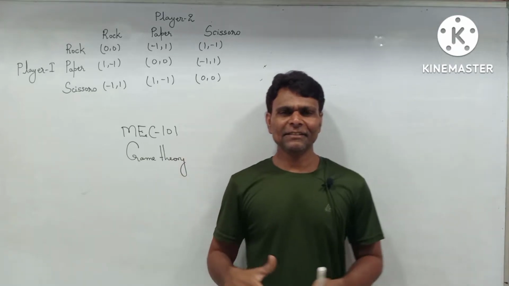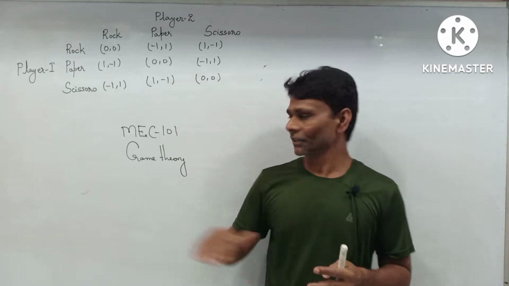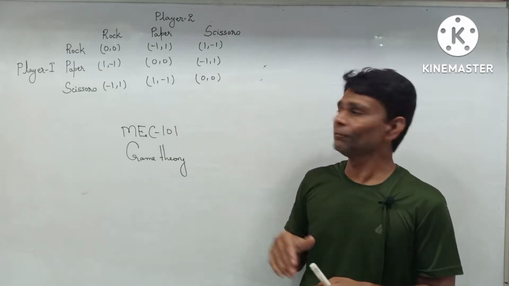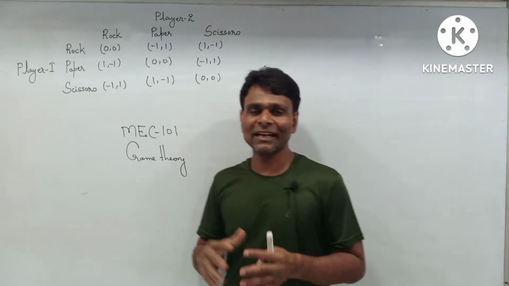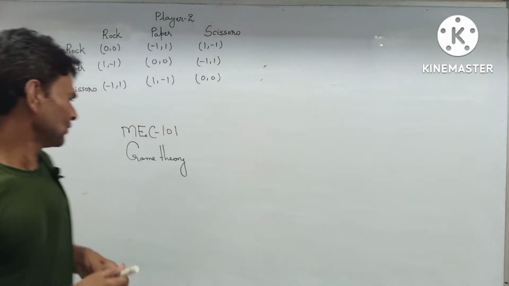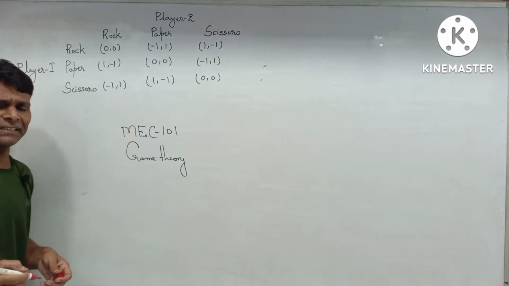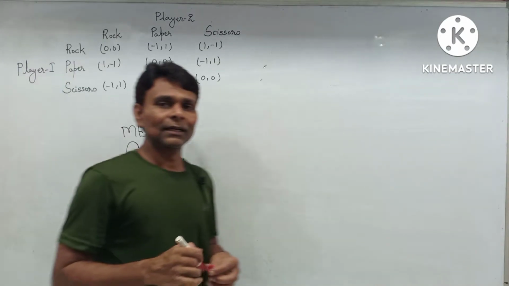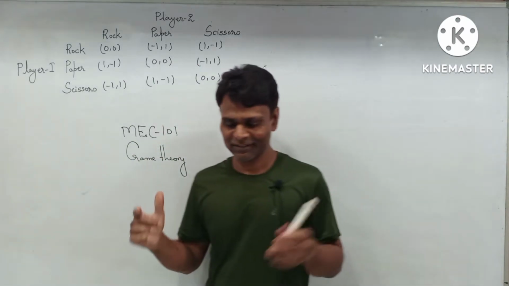Hello friend, in this video I will discuss a numerical problem related to game theory, and this is a most popular question that was frequently asked for IGNOU MA Economics first year, course code MEC 101. The title is Microeconomic Analysis, and it carries 12 marks.